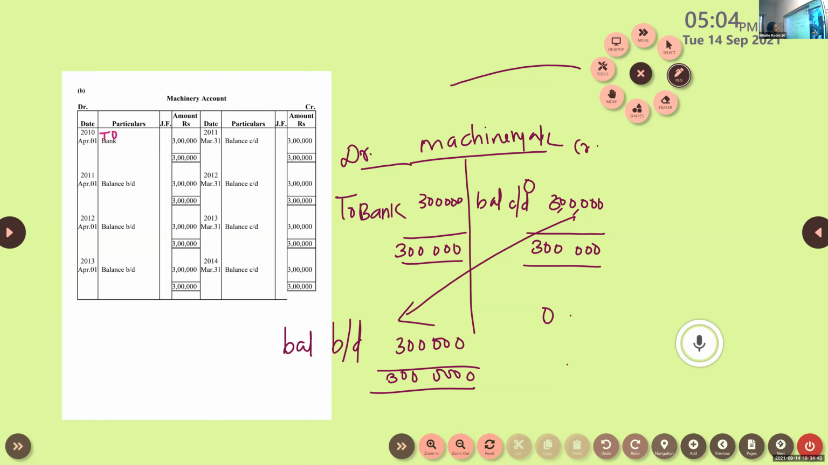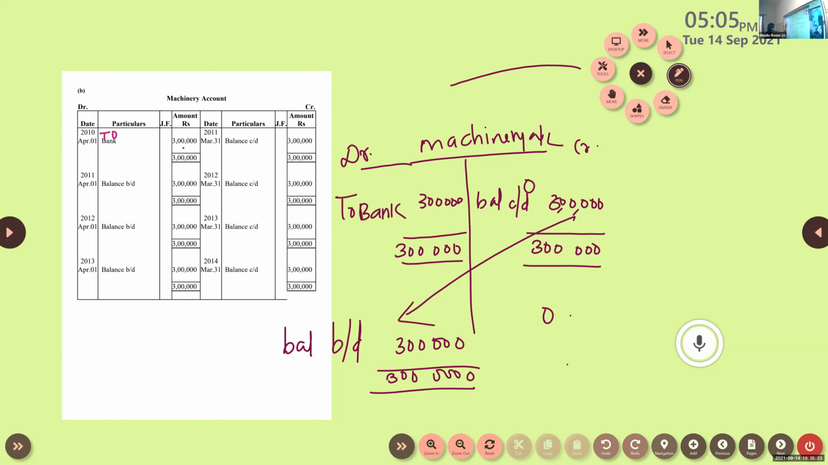Machinery was purchased for 3 lakh. We are not charging depreciation. The value remains the same. That depreciated amount, we are keeping it in another account. We are not deducting depreciation from the asset. Instead of that, we are putting it in another account, that is provision for depreciation account. So here, the value of machinery will not change.